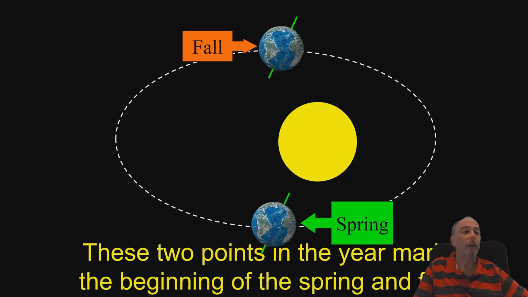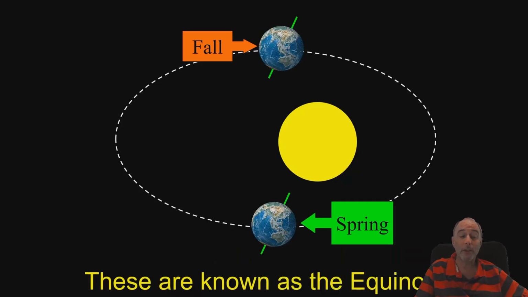These two points of the year mark the beginning of the spring and fall seasons. They are known as the equinox.